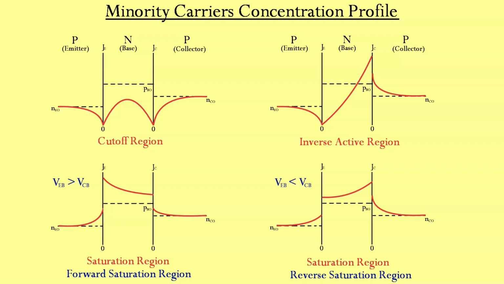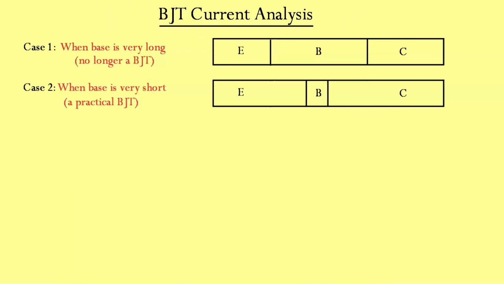Now we can begin our current analysis. For that, consider two cases. Case 1, when the base is so long that it is no longer a BJT. Two PN junctions are considered to be connected back to back. The second case is when the base is very small, making it a practical BJT. However, in both cases, the current through the emitter terminal does not change. So, we can find the emitter current assuming it is a terminal of a PN junction.